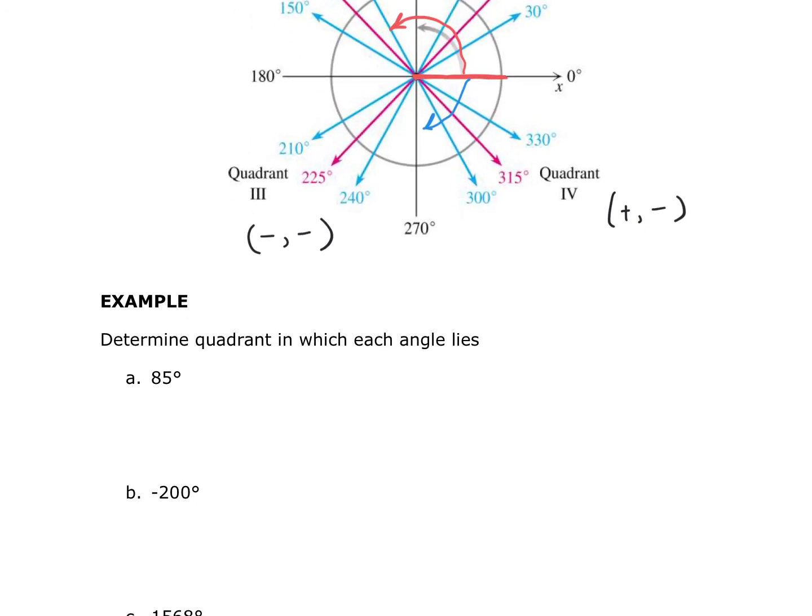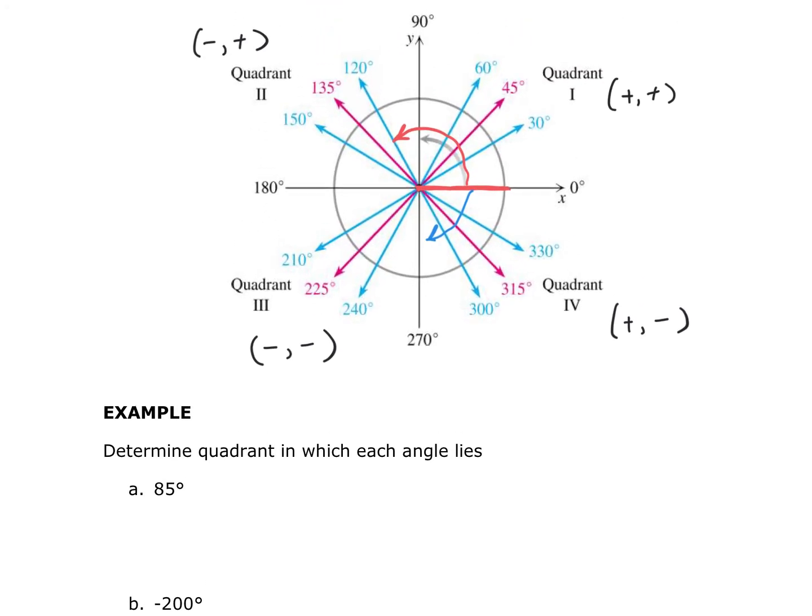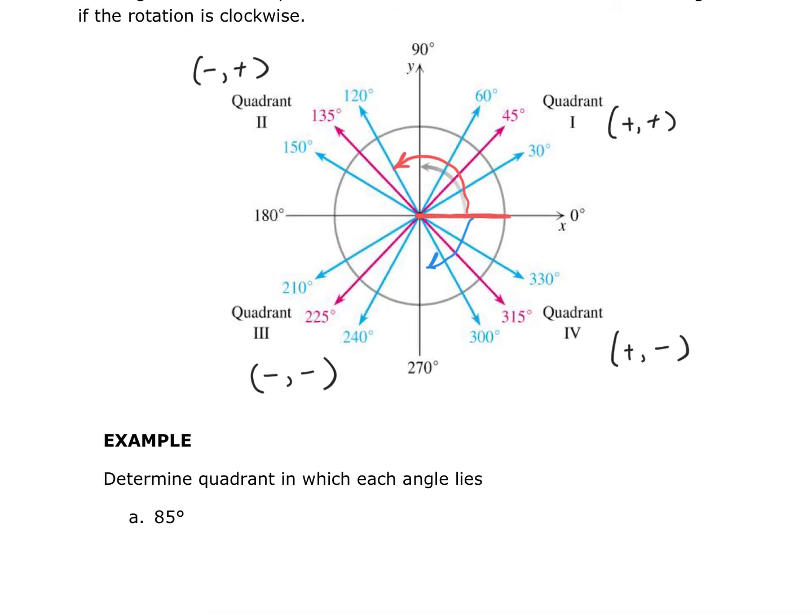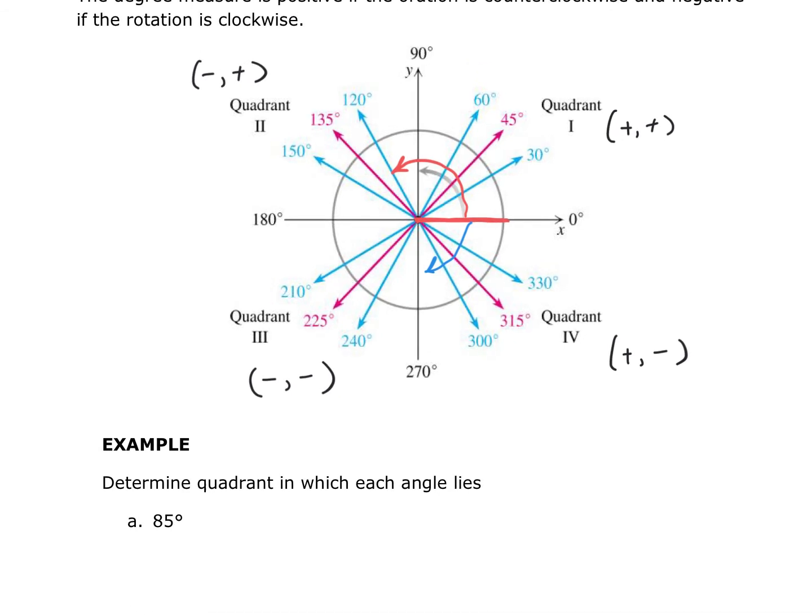So we want to determine where each angle lies. Now, when we break up our quadrants, we're going to break it up so that a quarter of a turn, a quarter of a rotation around the circle, is 90 degrees, because 360 divided by 4 gives us 90 degrees.